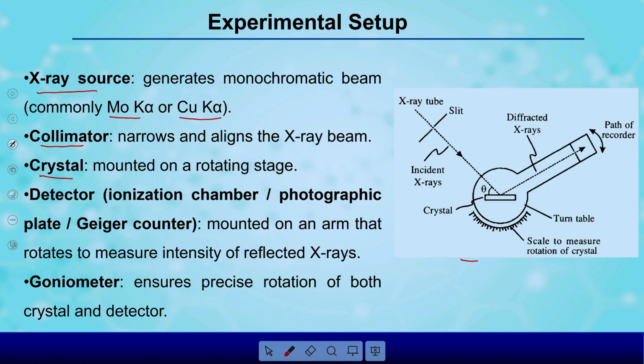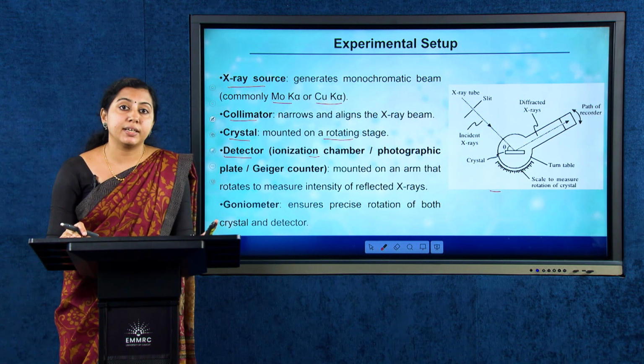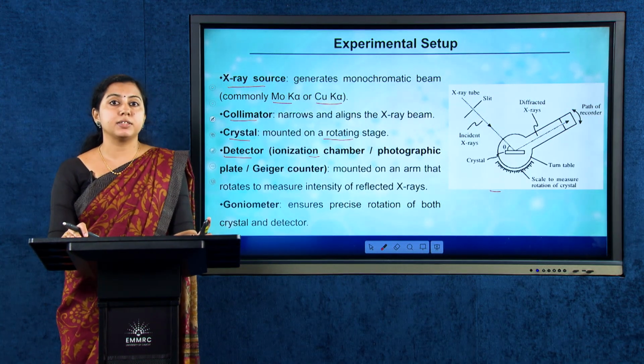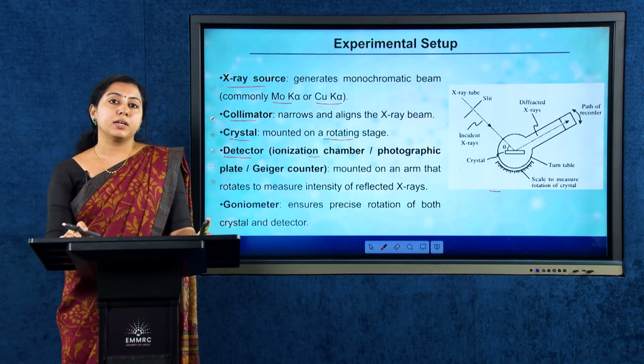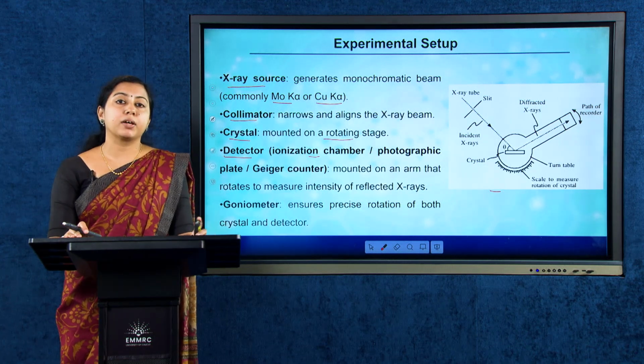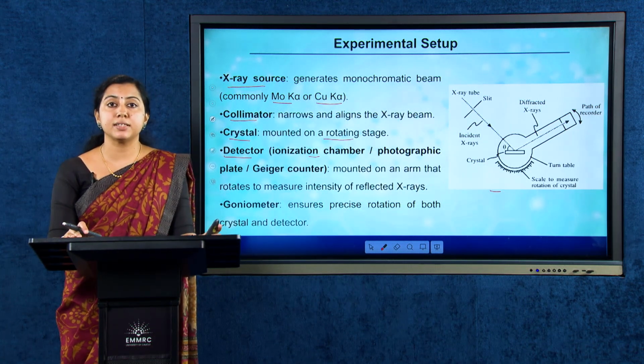Next is the crystal, a single crystal which is mounted on a rotating stage. And then we have a detector that can detect the diffracted X-rays. The detectors usually used are either an ionization chamber. An ionization chamber is the one which contains an easily ionizable gas. So, when the diffracted X-rays enter the ionization chamber, those X-rays can ionize the gas inside it, and those ionizations can be recorded by an electrometer. Okay, so that is an ionization chamber.